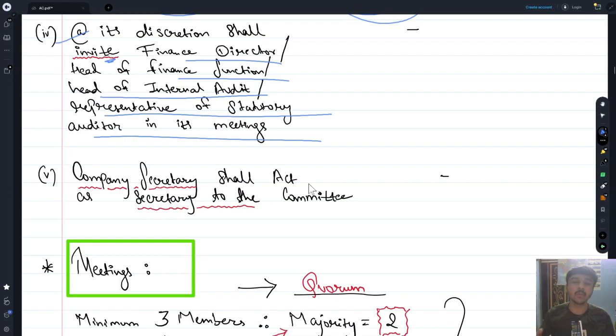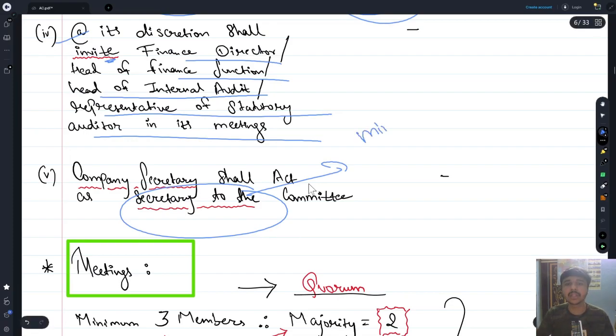Then comes who will act as the secretary to the committee. What is basically the secretary? Whatever meetings the committee is going to have, somebody should be there who is making the minutes. Somebody should be there who is able to summarize whatever has happened. If a member of the audit committee wants to attend the meeting in video conferencing mode, then somebody should be there to write down everything that has happened in the meeting, whether it is in physical mode or video conferencing mode.